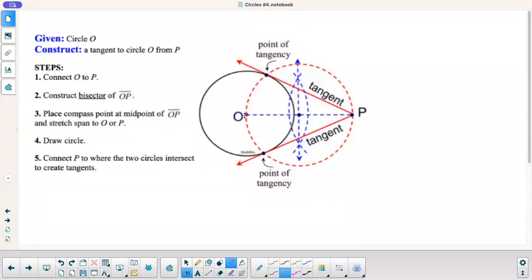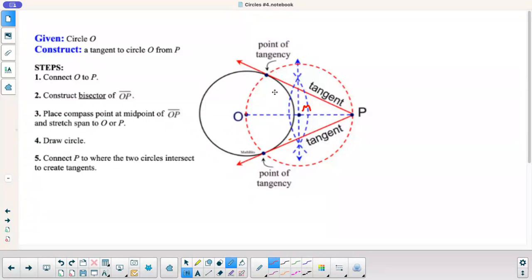So you put your compass centered at O and open it up so that it's over halfway. Open it to right here, make an arc, flip your compass, put the point at P, make another arc. And when those intersect, that forms the perpendicular bisector. So this would be the midpoint right here. I'll put an M there. And then I put my compass point here and I open it up to the center of the circle.